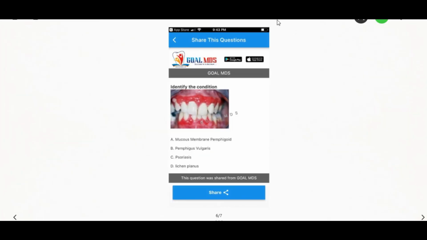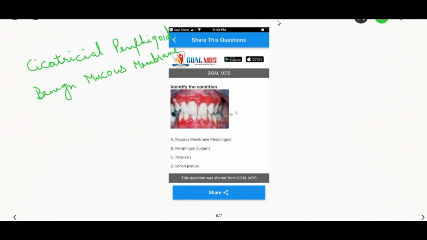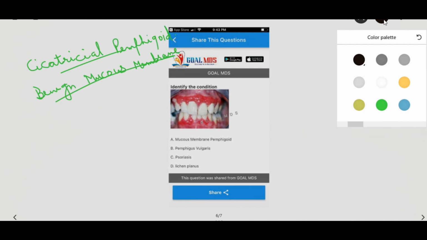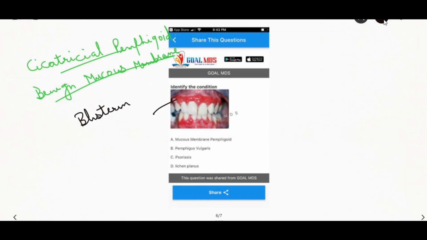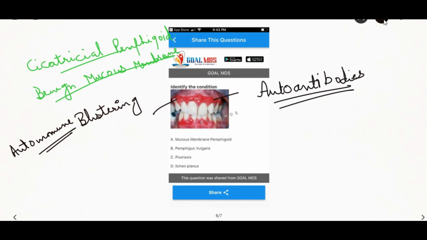So this is benign mucous membrane pemphigoid or the cicatricial pemphigoid. So what is this disease? It is an autoimmune blistering disease. So what you can see here is blister formation that will affect the mucous membrane. It is a blistering disease that is associated with autoantibodies that are directed against the basement membrane.